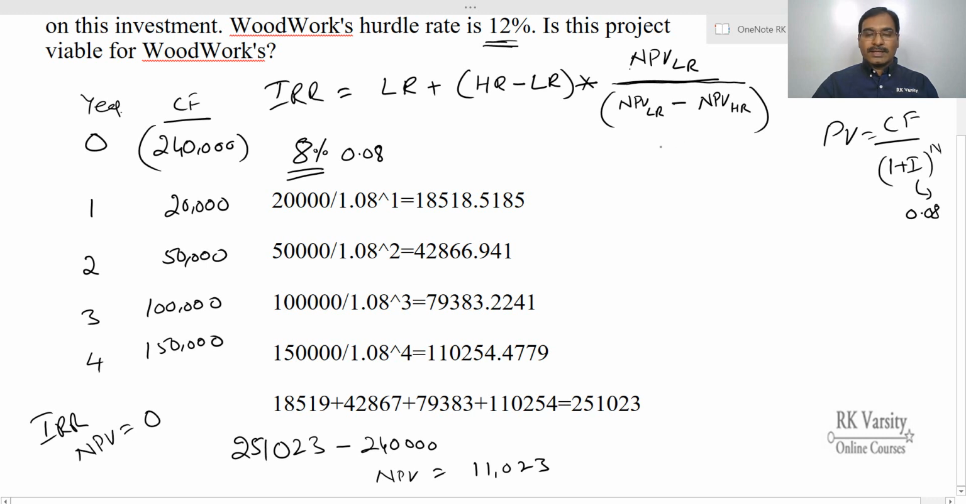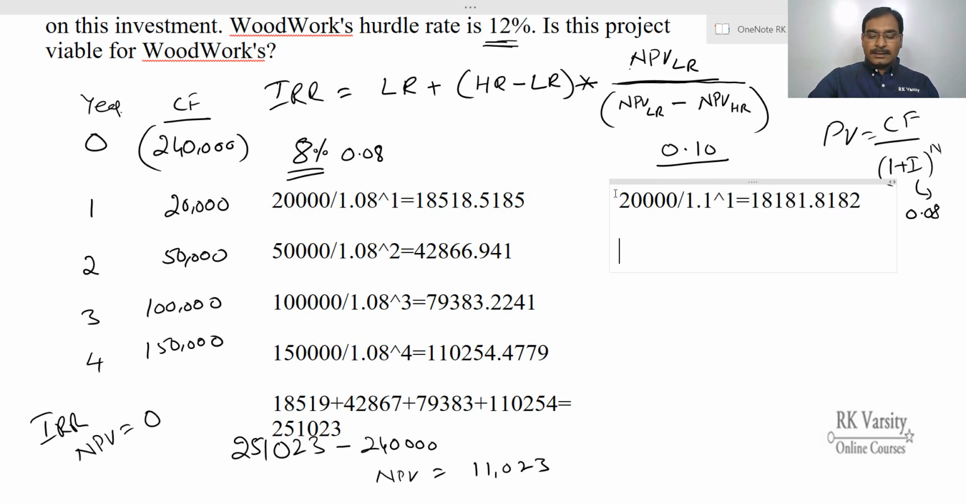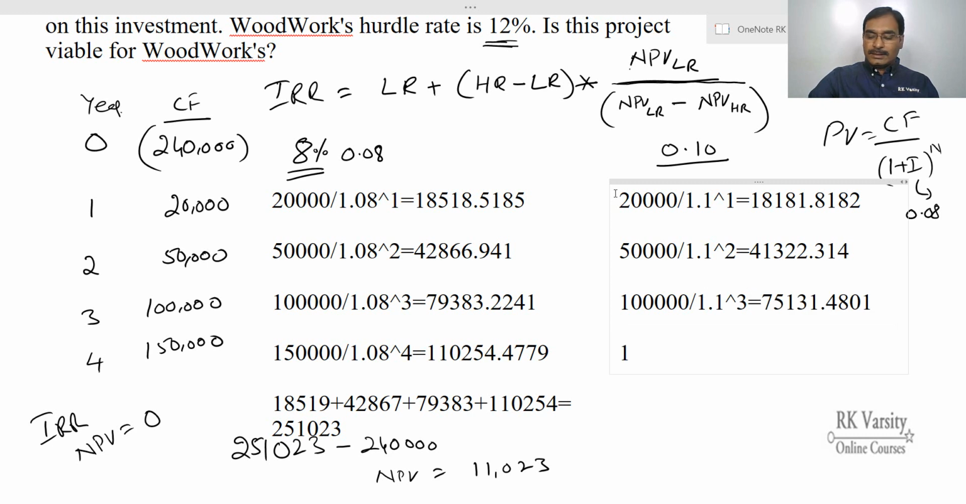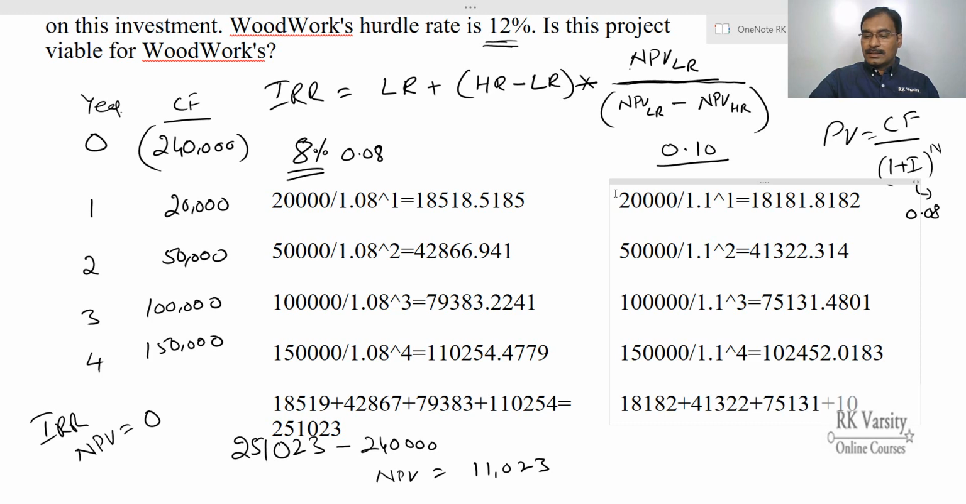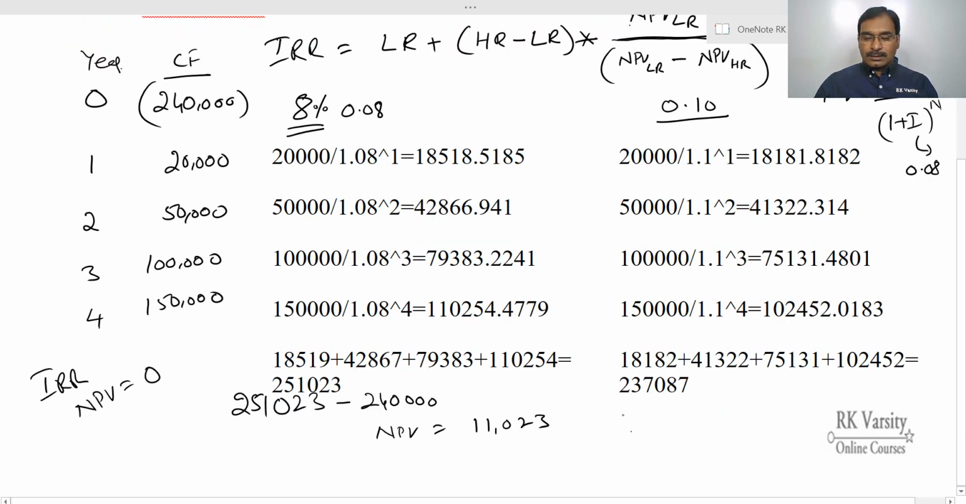So we try 10%, 0.1. This is the second trial we are making. Your cash flows here are $20,000 upon 1.1 raised to the power of 1, then $50,000 upon 1.1 raised to the power of 2, then $100,000 upon 1.1 raised to the power of 3, then $150,000 upon 1.1 raised to the power of 4. So the total is $18,182 plus $41,322 plus $75,131 plus $102,452.